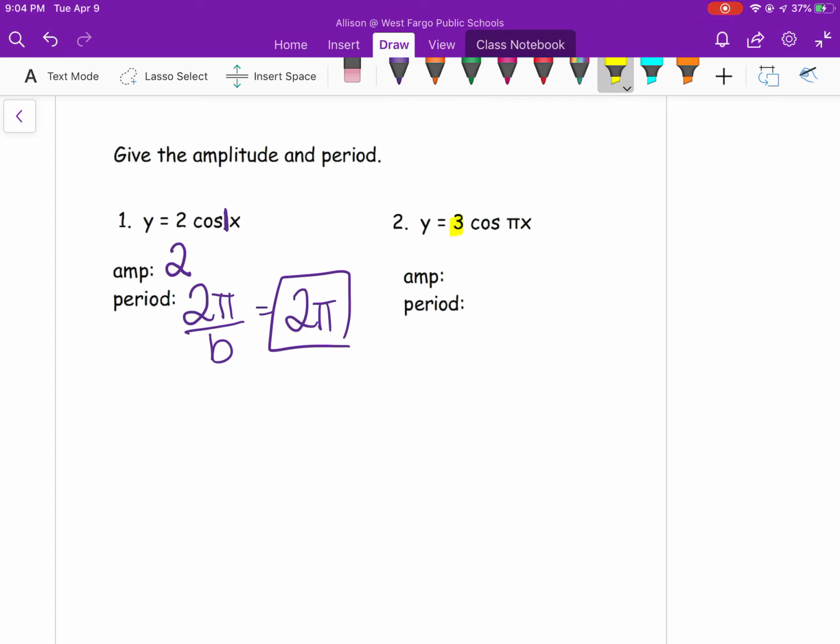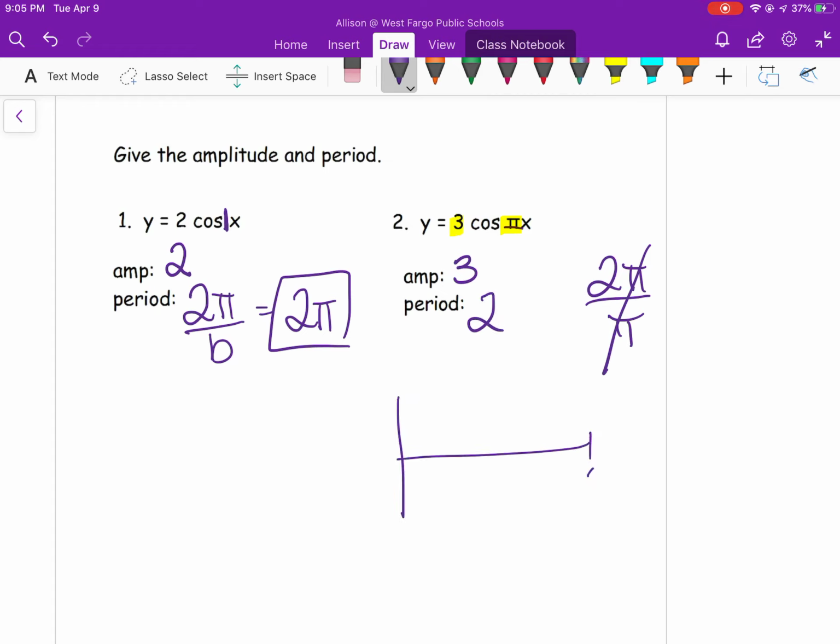Here, number 2, we have an amplitude of 3, and then my b is pi, so 2 pi divided by b of pi would reduce to a period of 2. If I wanted to divide 2 into 4 equal parts, take 2 divided by 4 and reduce it to 1/2, and that's what you're going to be counting by. So then you have 1/2, 2/2, 3/2, 4/2. You'll see that 4/2 reduces to 2, and 2/2 reduces to 1. So that would give you your 4 equal intervals there.